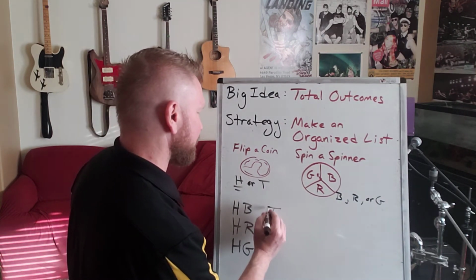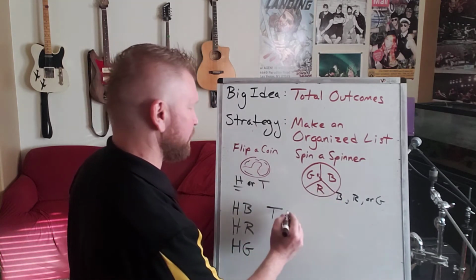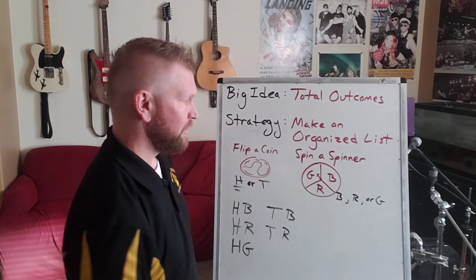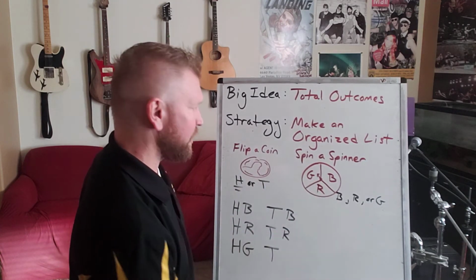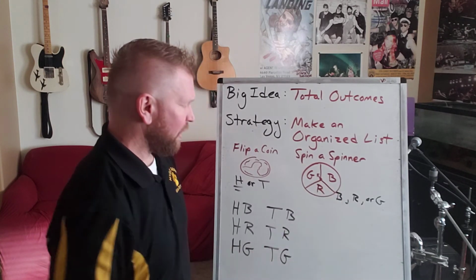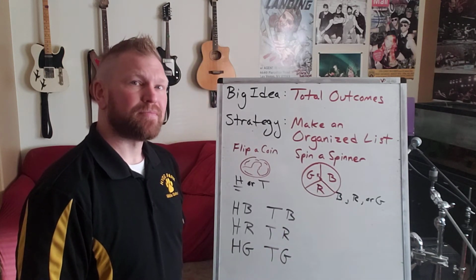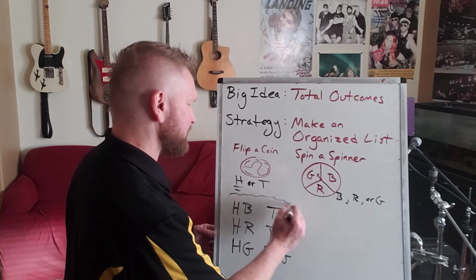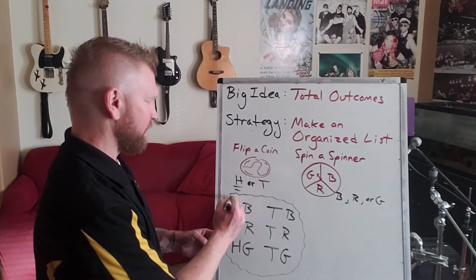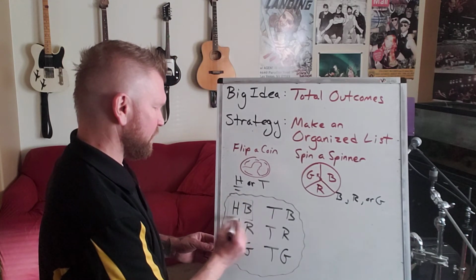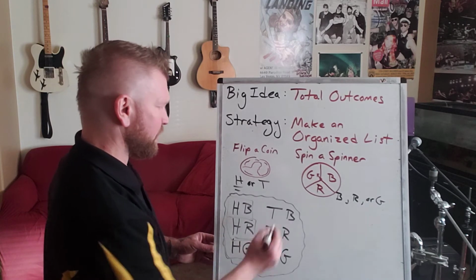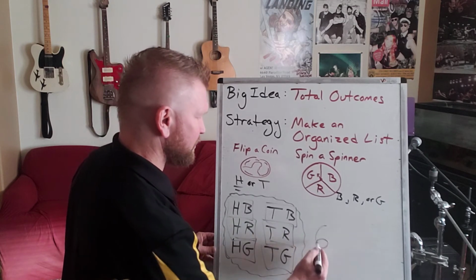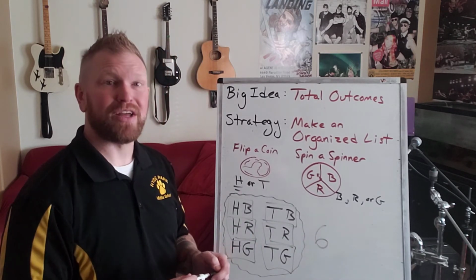Maybe the coin was tails, and maybe it was tails and blue for the spinner. Maybe it was tails on the coin and red for the spinner. Maybe it was tails on the coin and green for the spinner. Are there any other possible outcomes? And there are none. And so these are the total amount of outcomes. How many outcomes are there? 1, 2, 3, 4, 5, 6. 6 total outcomes, and we got that by making an organized list.